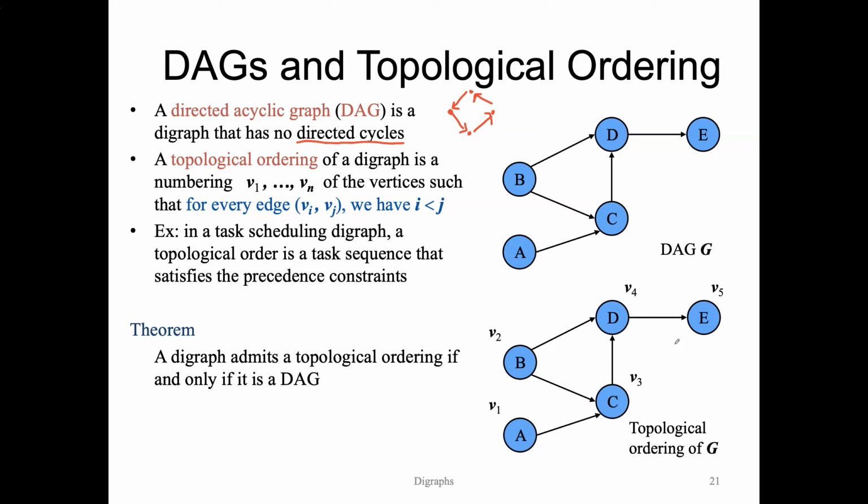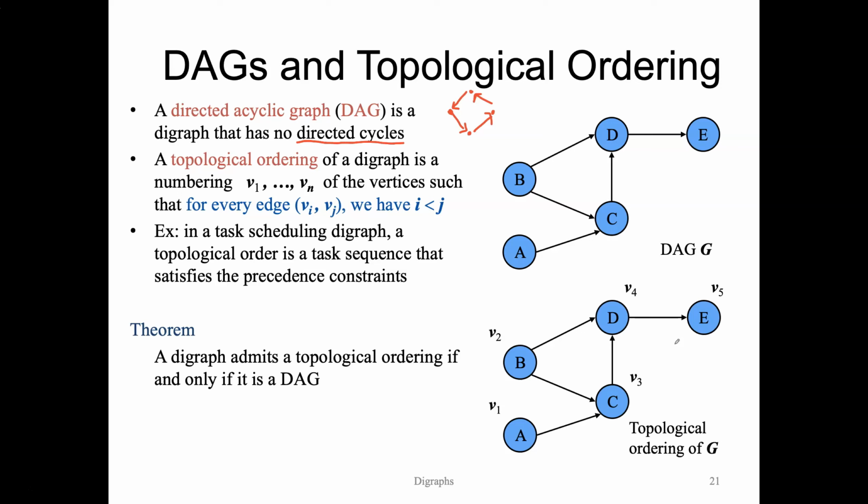This is useful to find so that we can immediately determine if a digraph is a DAG. If it has a topological order, then it is. And this is also useful in some situations such as the task scheduling problem, how we can accomplish tasks in such a way that all prerequisites are satisfied.